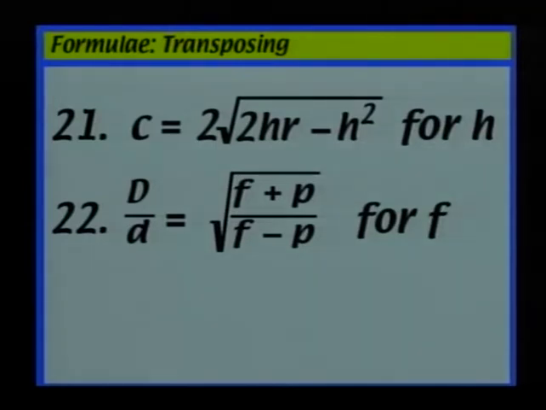Where did the square root sign go? What's the opposite of square root? Square. So you square both sides to remove the square root sign, and then you have to square this side. The opposite of square root is square. So square both sides. Square this side, it will get rid of the square root sign.